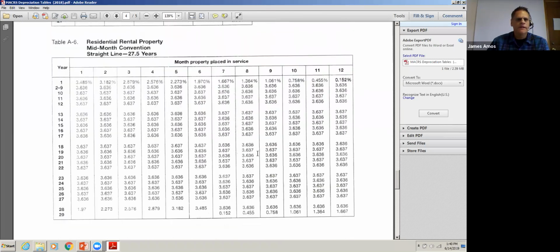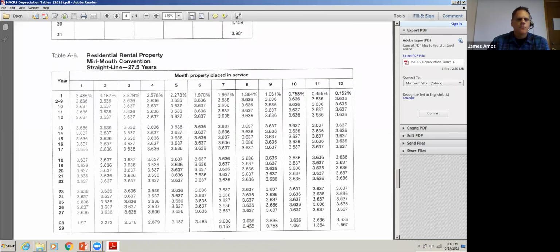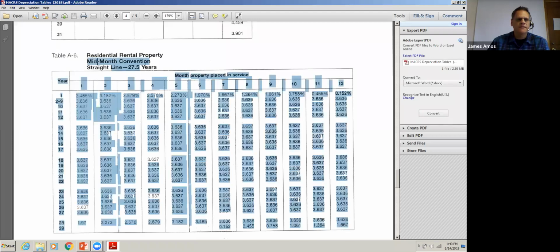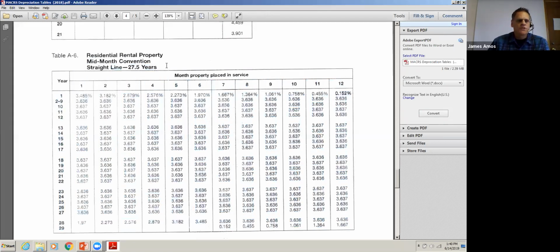Oh yeah, I did put it in here. So for residential rental property, we have to use the mid-month convention. We have to use the straight line for 27.5 years. I'm trying to get just that part highlighted, and I'm getting everything. Now, it works the same way. In the first year, let's say I buy a rental real estate property and I place it in service in June. In my first year, what percentage do I take?